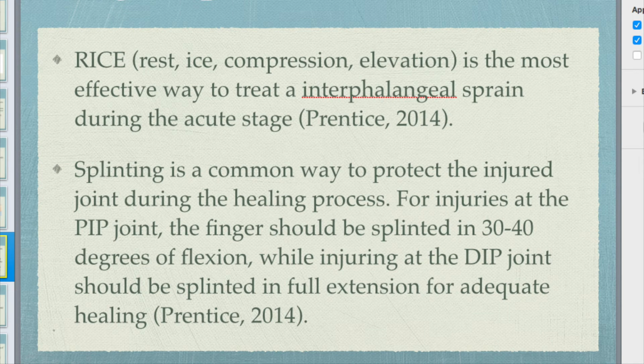Similar to an ankle sprain, it's suggested that RICE is used during the acute stages of an interphalangeal sprain. So rest, ice, compression, elevation. And also splinting is very common with finger sprains. For injuries at the proximal interphalangeal joint, the fingers should be splinted in 30 to 40 degrees of flexion, while injuries to the distal interphalangeal joint, or the most distal part of the finger, should be splinted in full extension for an adequate healing process. And all the while, during rehab, strength and range of motion should be worked on.